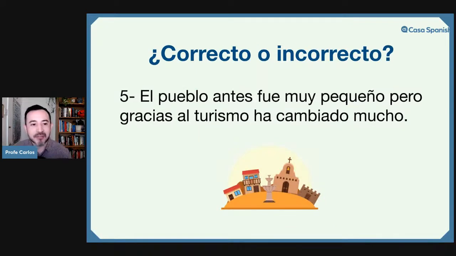Correcto o incorrecto. We have another one. El pueblo antes fue muy pequeño, pero gracias al turismo ha cambiado mucho. So I didn't give you the verb here. If you think it's incorrect, I would like you to try to find it and correct it. So if you think is incorrect, what is the word that needs to be changed? If you think is correct, we'll just type down correct.